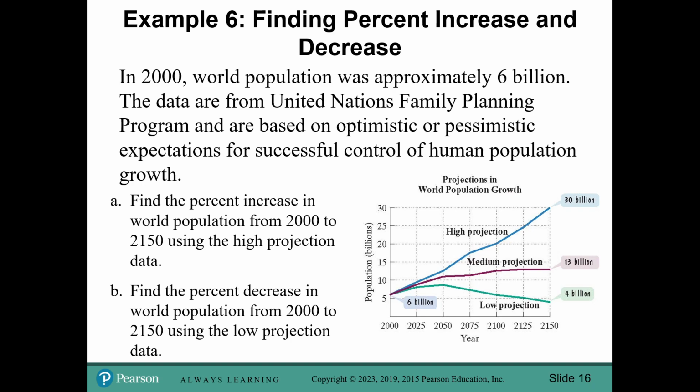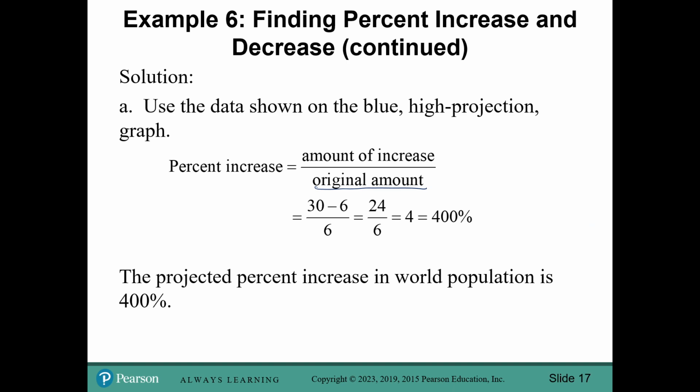To find the amount of increase here, we need to take our new amount and subtract our original amount. So we need to take 30 billion and subtract 6 billion. We do 30 minus 6, and we see that we have a change of 24 billion. Now, 24 divided by 6 is 4. To put that in terms of a percent, I need to move the decimal place 2 places right, and I get an increase of 400%. So the projected percent increase in the world population is 400%. It's going to go up 4 times as much with the high projection graph.